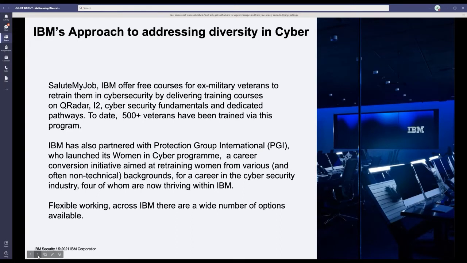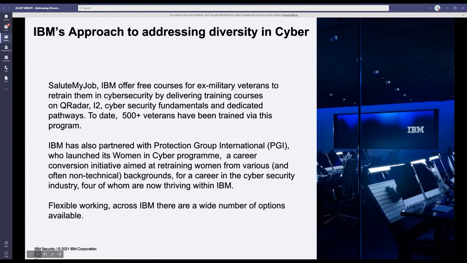The other side of what IBM does to promote diversity is in terms of retraining and retaining. There's a program called Salute My Job, where IBM offers free courses to ex-military veterans to retrain in cybersecurity. Many military veterans retire from the military after 30 years, which leaves people in their late 40s, often, who have very different skills, a diverse group, but obviously very valuable to retrain into the cybersecurity space. To date, over 500 veterans have been trained by this program.